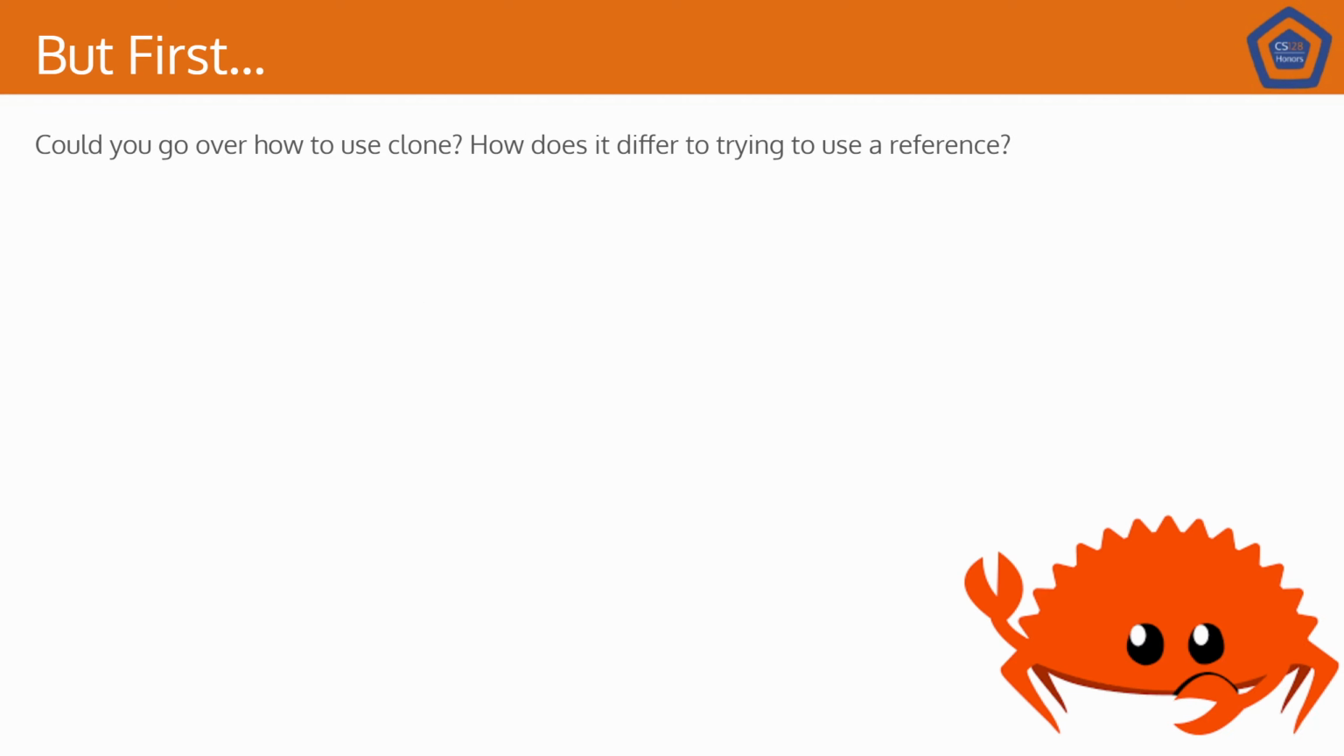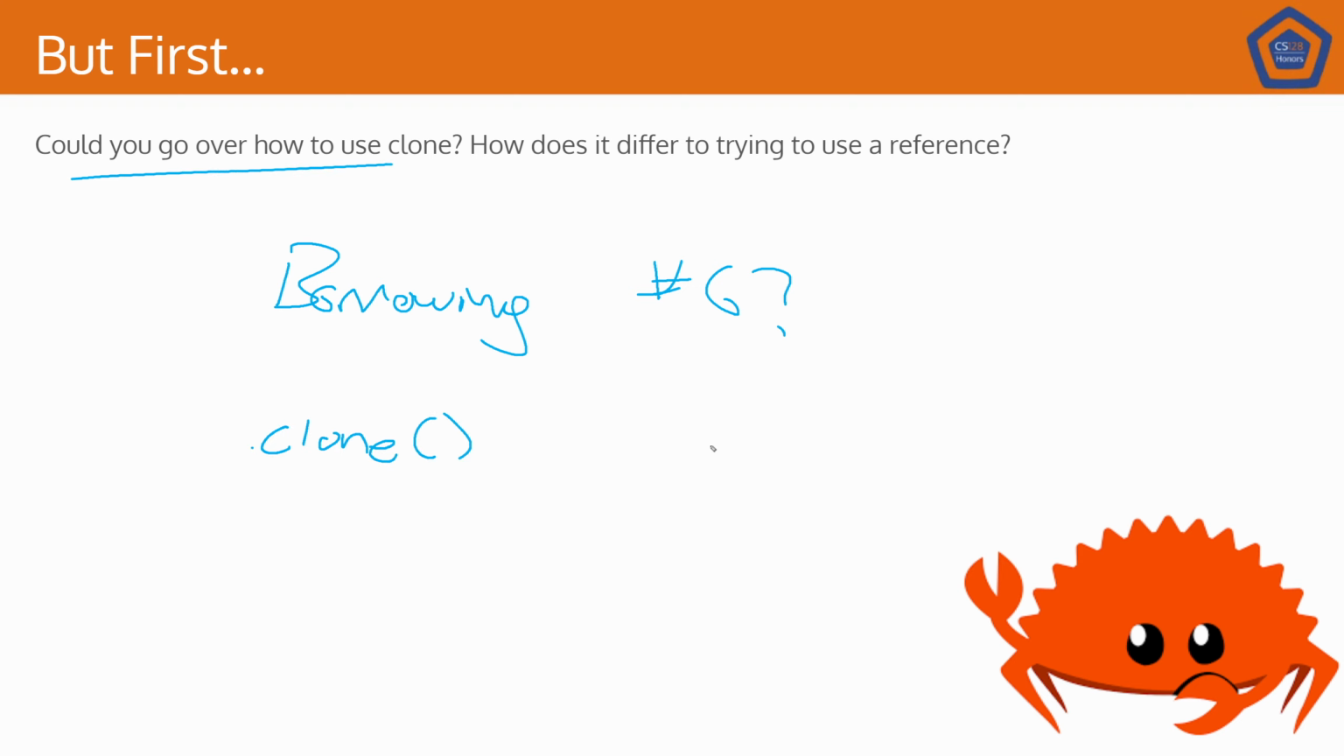Oh, also another one, how do we go over clone? I really encourage you to go back to the borrowing lecture. I think it was number 6, 7, something like that. I discussed that much better there than I have time to do here since this lecture is already long. But the TLDR is you can call .clone, and we will perform a deep copy of something.